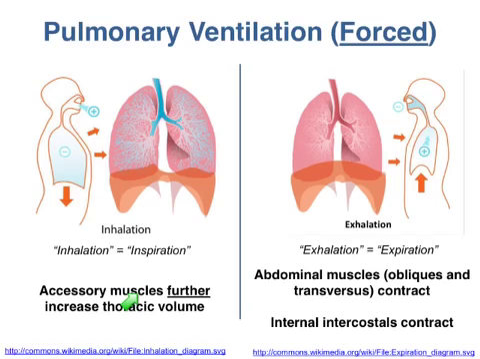Forced expiration is an active process. Remember, quiet expiration is passive, but if you really want to get all the air out of your lungs, you need to actively use some muscles. The abdominal muscles come into play. What you're doing when you contract your abdominal muscles is compressing the contents of your abdomen, your abdominal organs. You're compressing them up against the diaphragm, forcing the diaphragm even further up. This is also where you get your internal intercostals involved, compressing your rib cage, forcing just a little bit more air out.